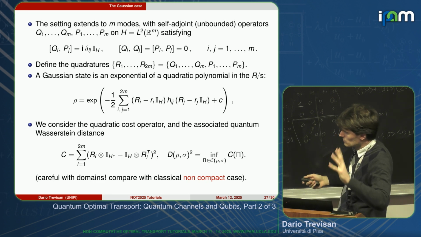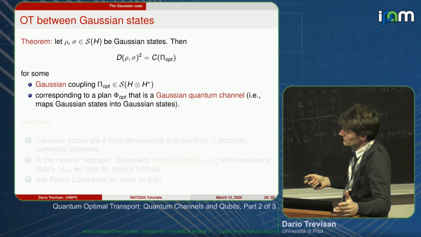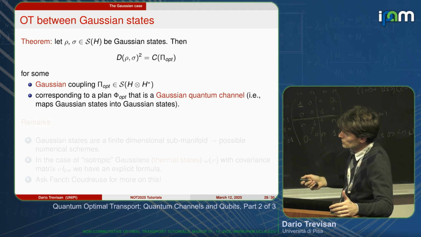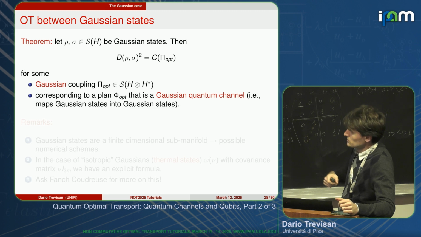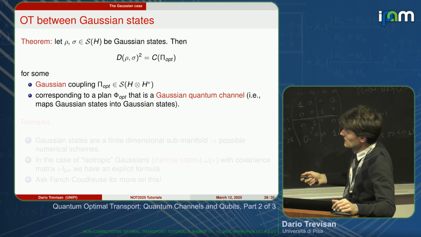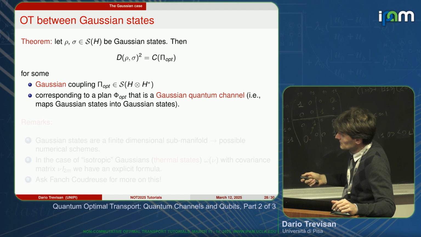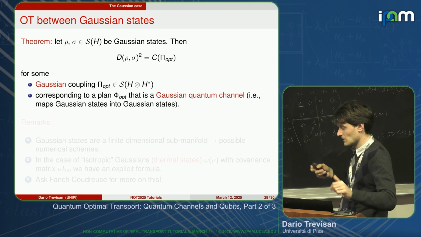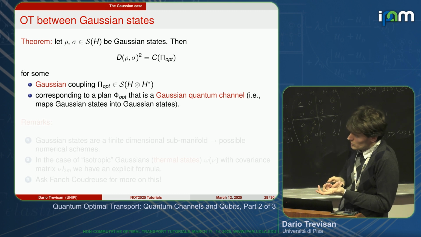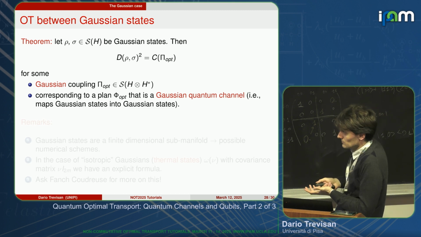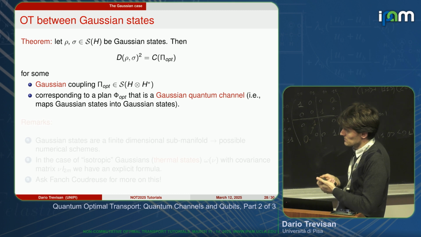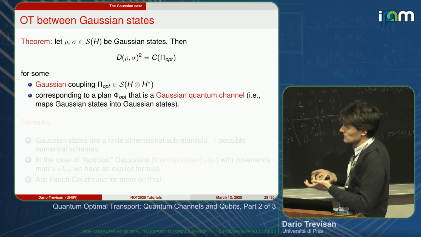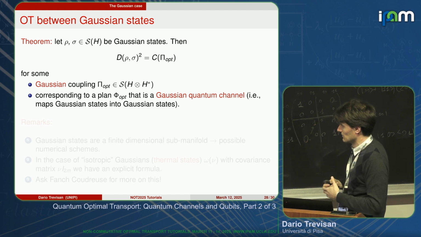Once you believe that everything can be done, you have a nice result, which tells you that if you have two Gaussian states and a quadratic cost of the quadratures, as I told you before, the distance will actually be attained by some coupling, which will be a Gaussian state in this system. So the coupling will be Gaussian, and it also corresponds to a Gaussian quantum channel, something which maps Gaussian states into Gaussian states. So these are objects which are already well known and understood.